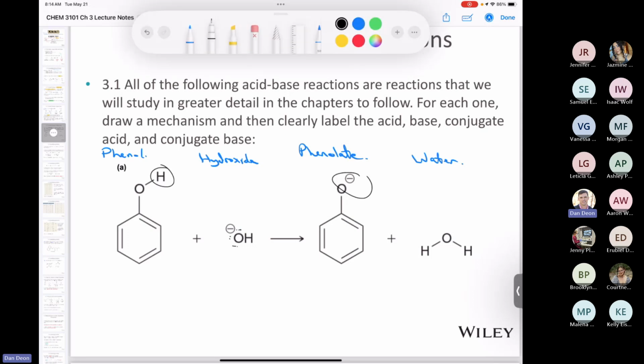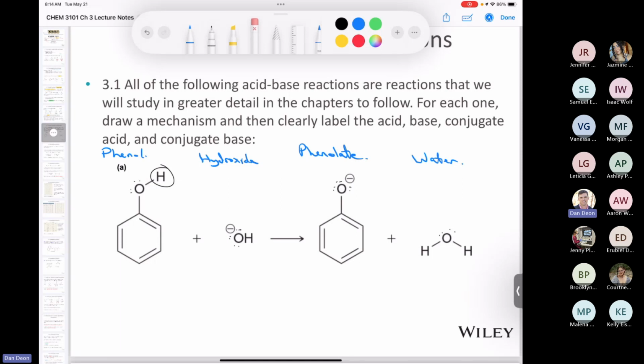All right? So I filled in the lone pairs on the hydroxide. I didn't do a very good job at the bottom. But there we go. I'm going to fill in the lone pairs on the phenolate too. Put the lone pairs on the water. Let's just put in all the lone pairs. All right, there we go.